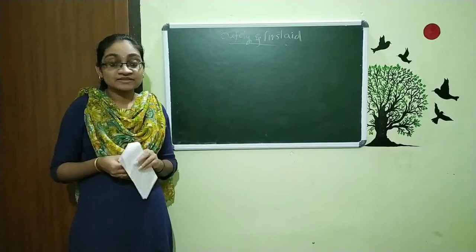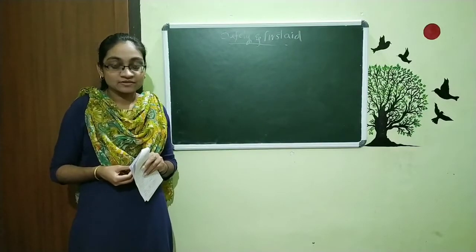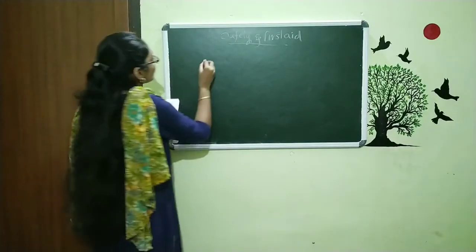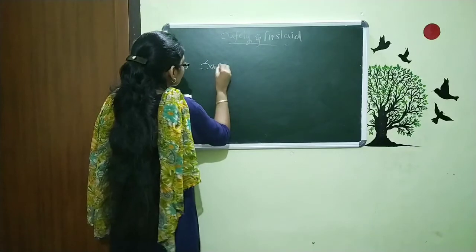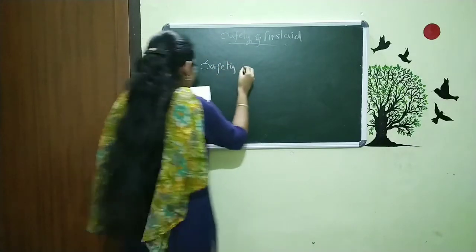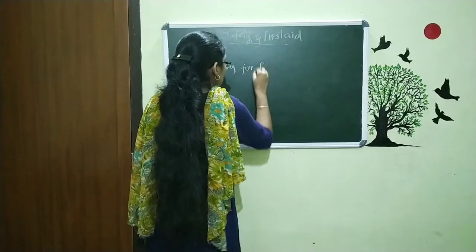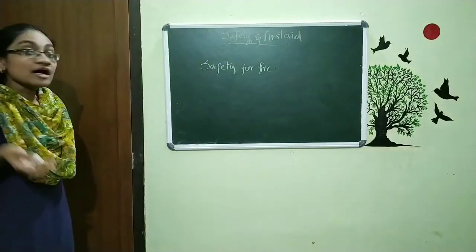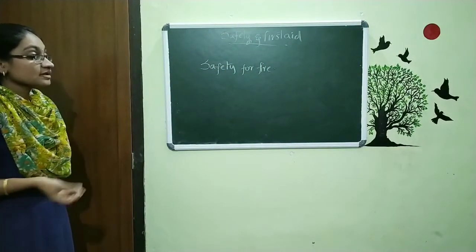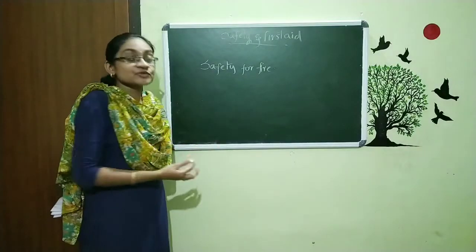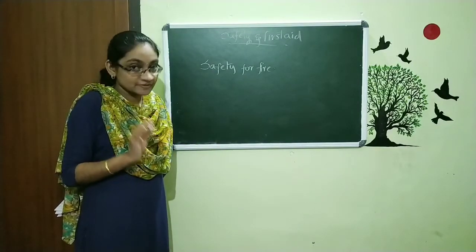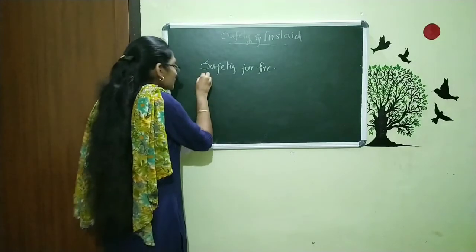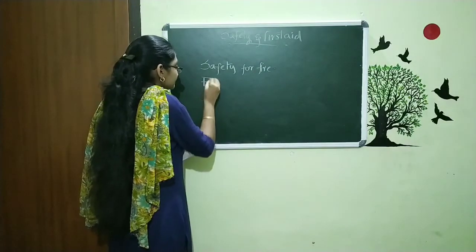In the last few classes, we have been discussing this chapter. We discussed the first topic, safety from fire: how to get safe from fire and how we can extinguish fire. We discussed all of that in our first class. Then we discussed what first aid is.